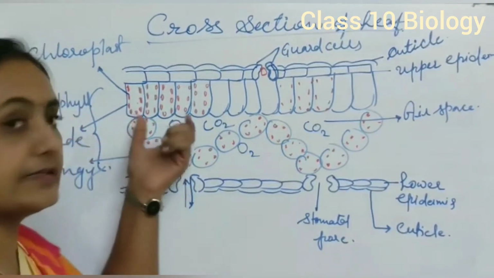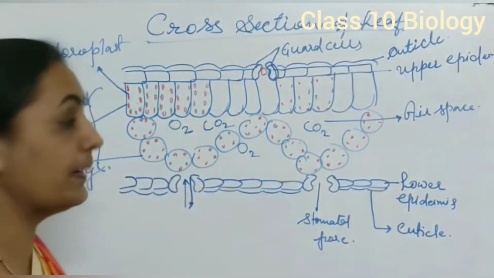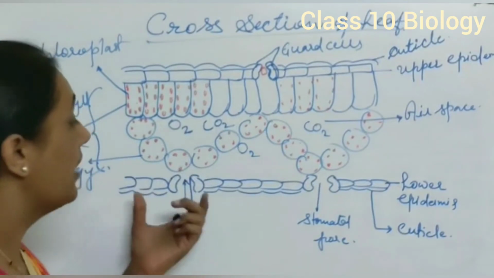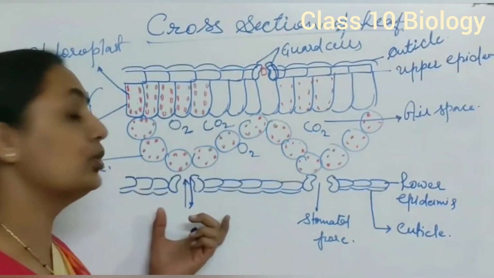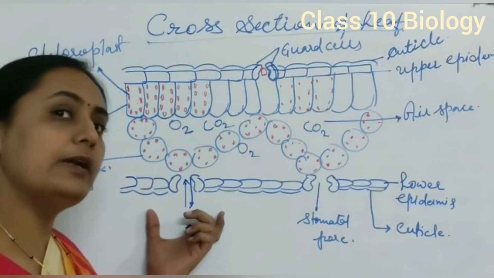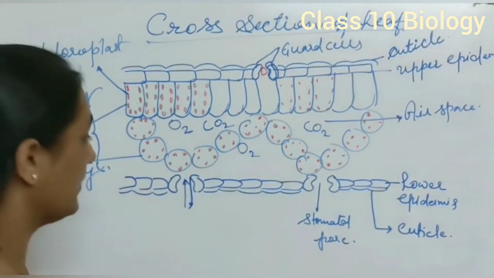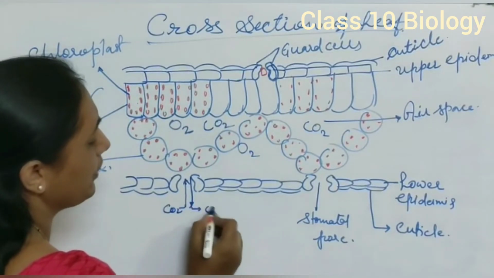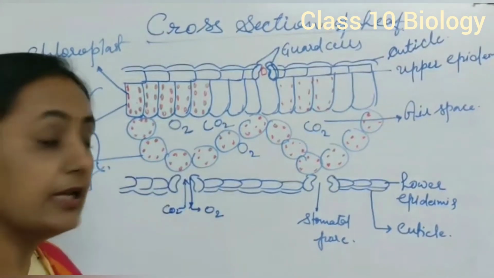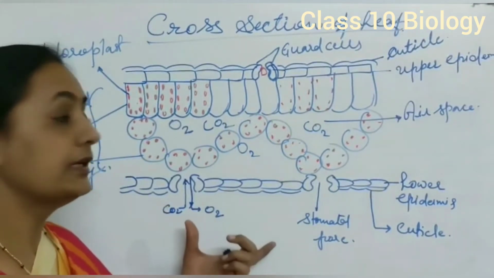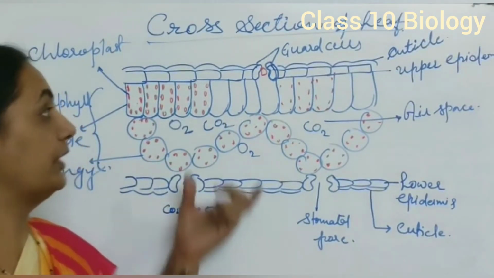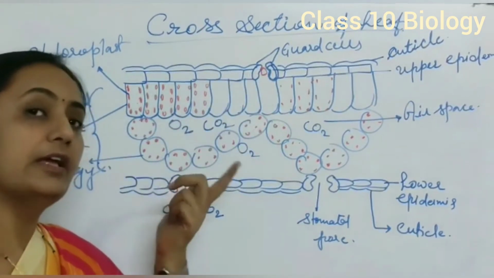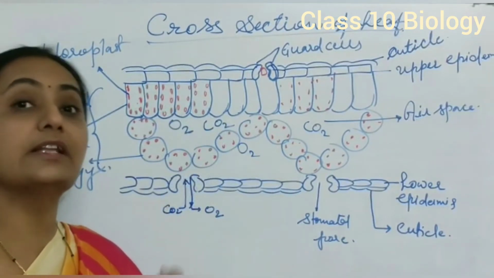Whatever CO2 enters and O2 is released by the plant, for some time it remains in the air space. Why does it remain in the air space? Because the stomatal pore is not supposed to be open throughout the time. Stomatal pore may be closed in between. Stomata cannot remain open always. Why? To prevent loss of water. If stomata remain open throughout the time, then an excess amount of water will evaporate. So what is the role of stomata? It means stomata help in evaporation of water. That process is called transpiration.